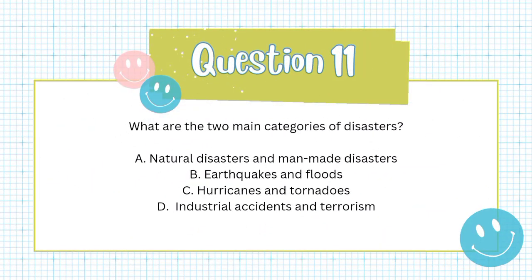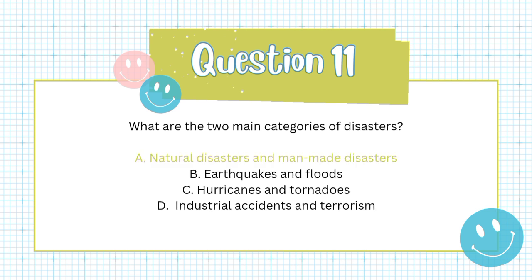11. What are the two main categories of disasters? A. Natural disasters and man-made disasters. B. Earthquakes and floods. C. Hurricanes and tornadoes. D. Industrial accidents and terrorism. The correct answer is A. Natural disasters and man-made disasters.